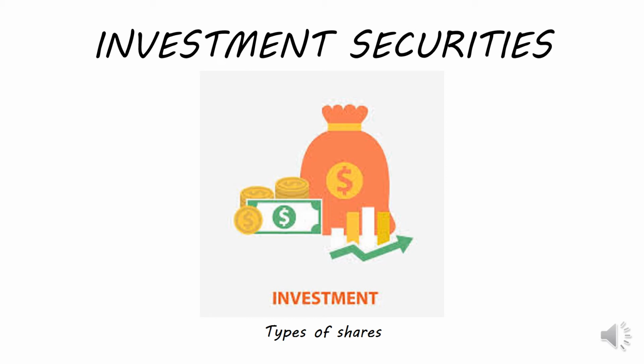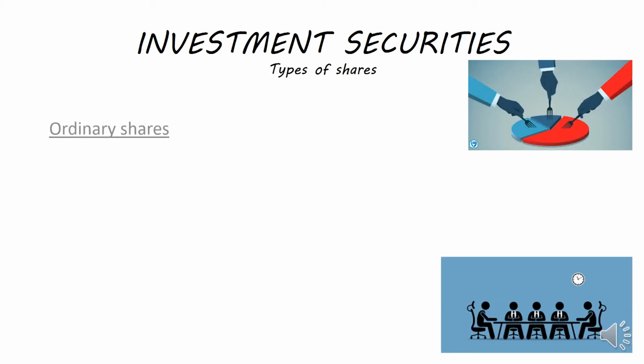Today we'll be doing the second last lesson of chapter 6. So we're going to look at the different types of shares. Some of this work is quite challenging and it gets quite confusing, so you really need to study this well. Remember, we are going to distinguish between ordinary shares and preference shares.